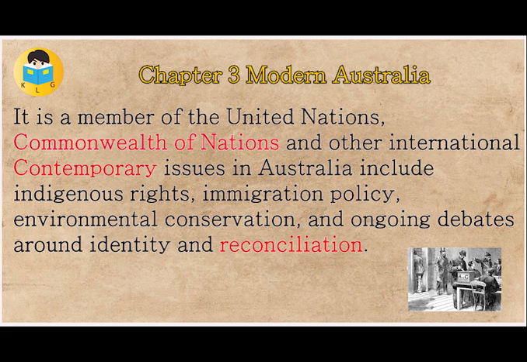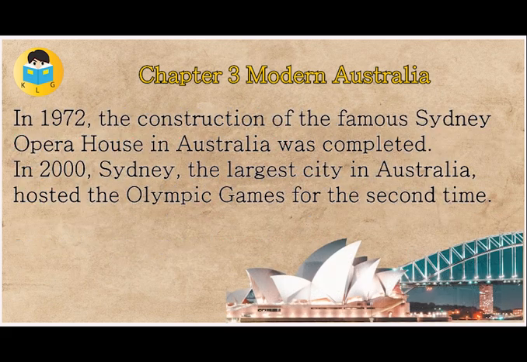Contemporary issues in Australia include Indigenous rights, immigration policy, environmental conservation, and ongoing debates around identity and reconciliation. In 1972, the construction of the famous Sydney Opera House in Australia was completed. In 2000, Sydney, the largest city in Australia, hosted the Olympic Games for the second time.